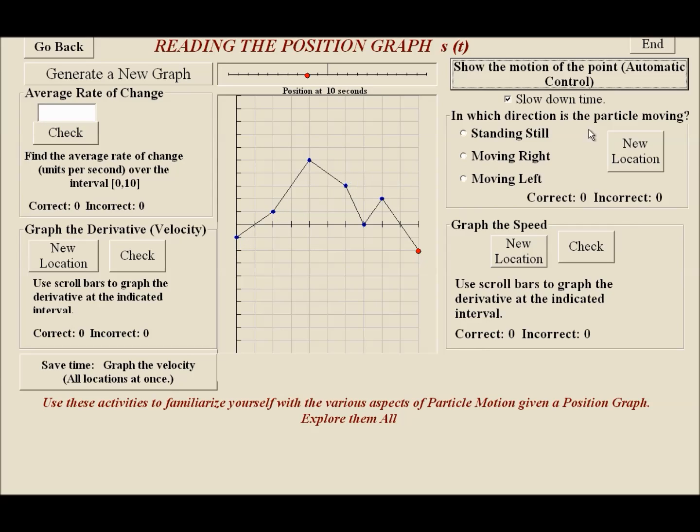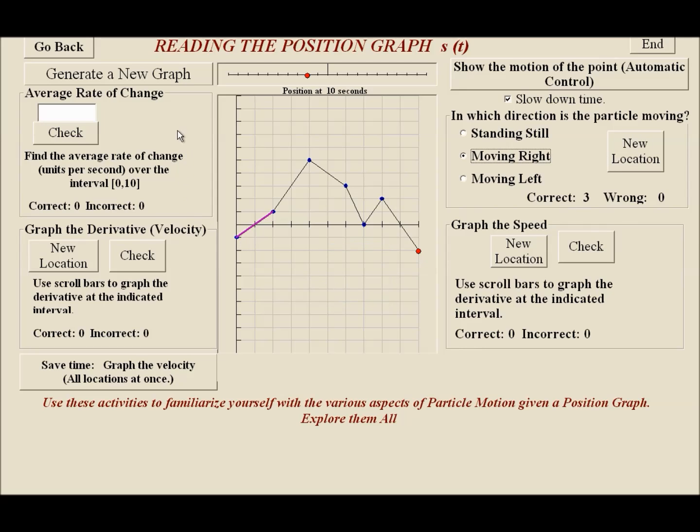We want to be able to answer what direction the particle is moving. So I'm going to click on this. Is it moving right or is it moving left? Well, it's going down, so it's moving left. Left. New location, moving left. Correct. This is the position graph. It's moving right.